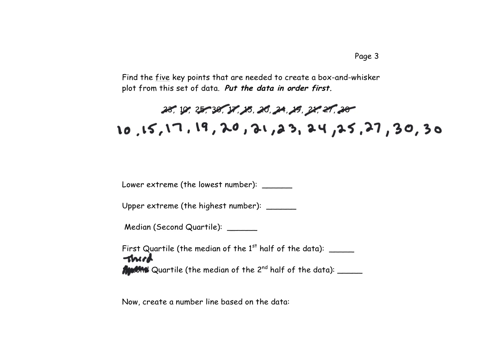So we'll start by finding our lower extreme, which is the lowest number. And our lowest number is 10. Followed by our upper extreme, which is the number 30.